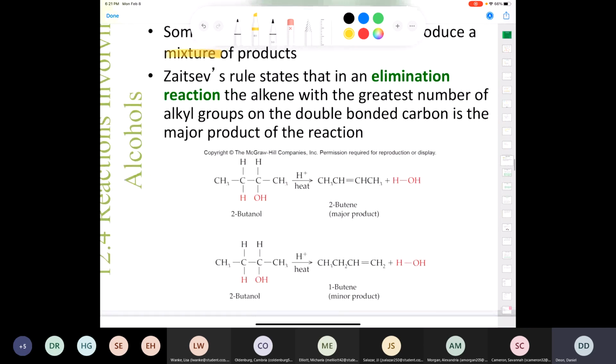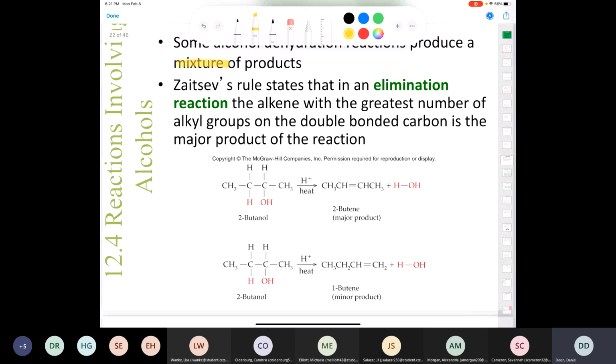You guys remember learning Markovnikov's rule? If you understood that, you should be able to figure out Zaitsev's rule. Zaitsev's rule states that in an elimination reaction, which is like a dehydration, right? Dehydration, losing water. You're eliminating water, okay? The alkene with the greatest number of alkyl groups on the double bonded carbons is the major product of the reaction. Okay, you look at both of the carbons involved in the double bond, whichever double bond has the most R groups on the two carbons of the double bond is going to be the major product. Nothing more than that.